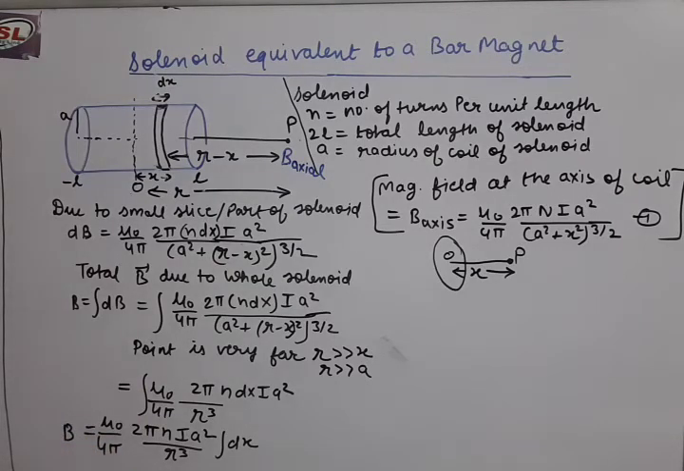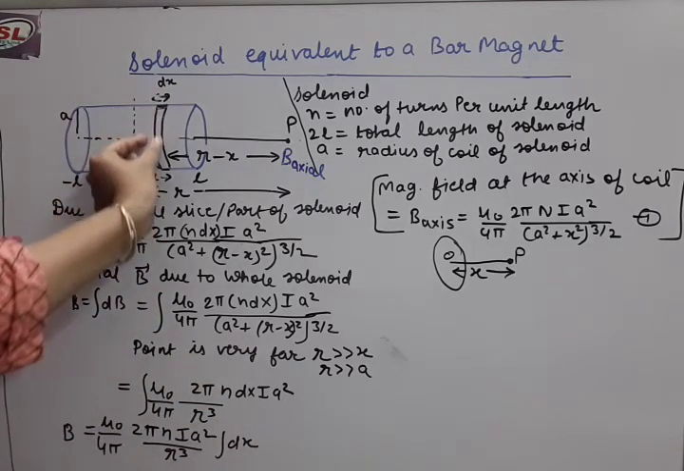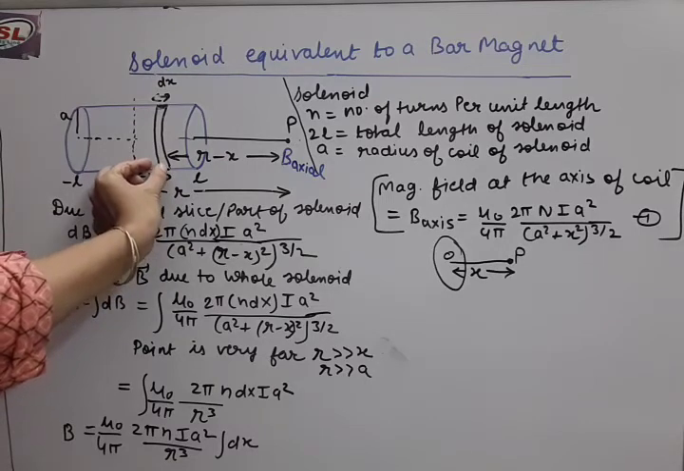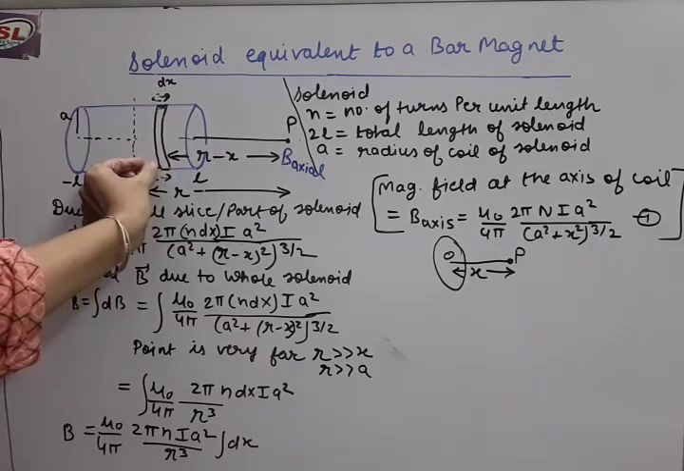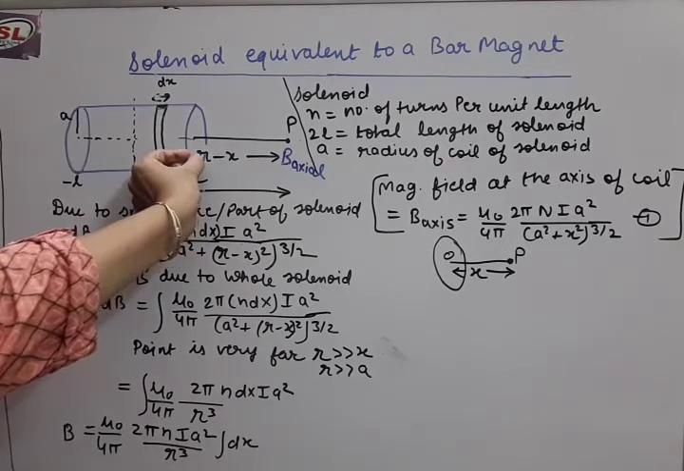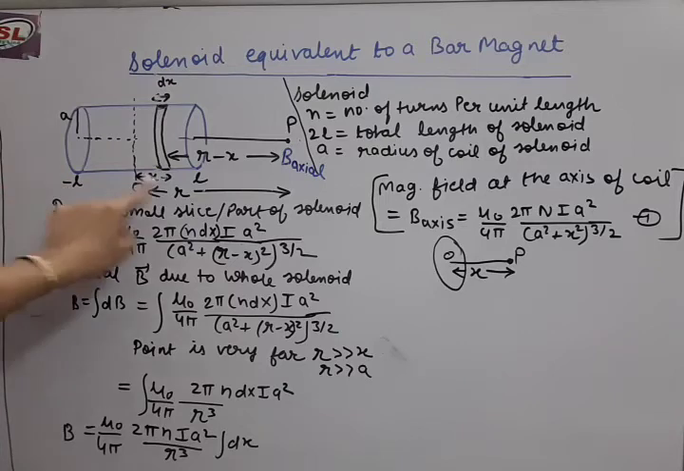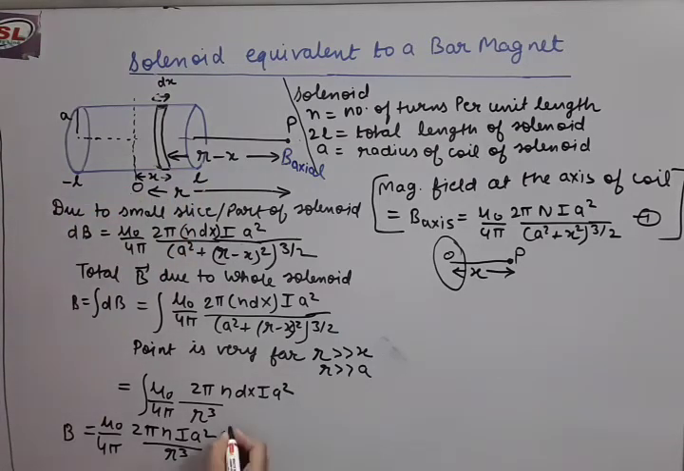Now what to put as the limits of this dx? You see, dx was the thickness of this small part of the solenoid. From where to where can it be taken? It can be taken from one end of the solenoid to the last end of the solenoid. So the limits will become minus L to plus L.